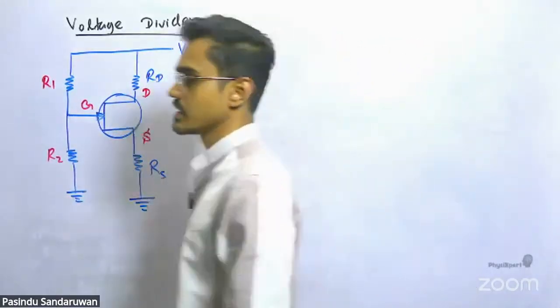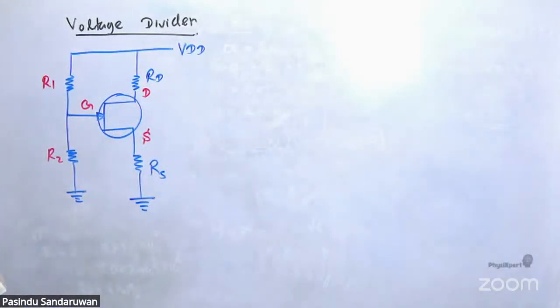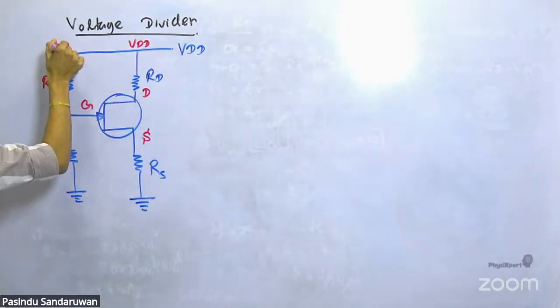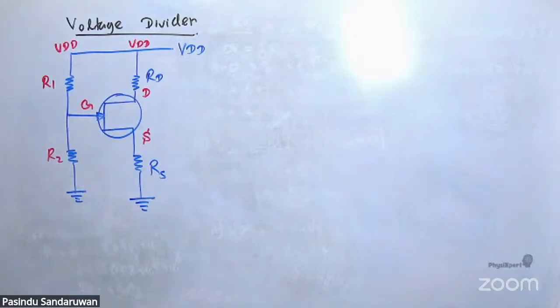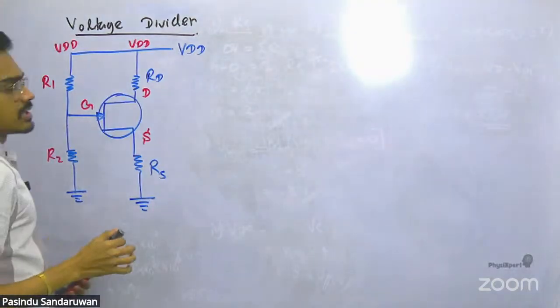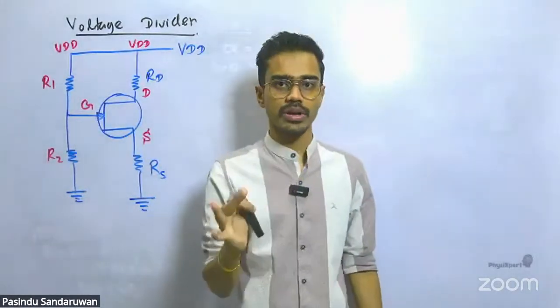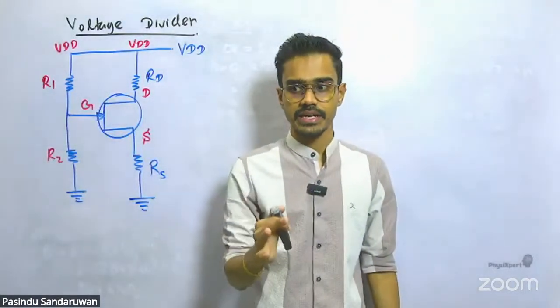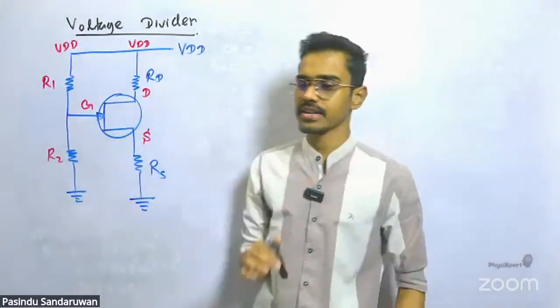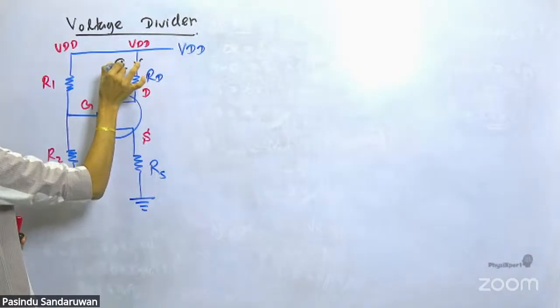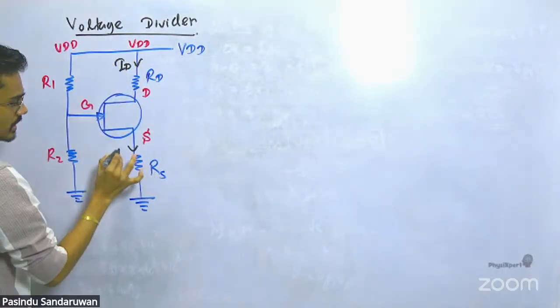Now, what happens is this. We know if this is VDD, this is also VDD, same wire. Up to here, that is VDD. Now, we know no current flows through the gate in a JFET. Then first mark our known currents. This is our ID. This is our IS.